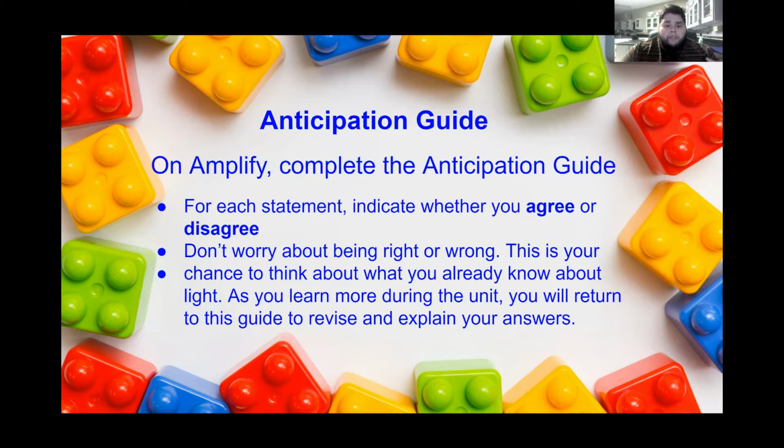So on Amplify, you're going to complete the anticipation guide. For each statement, you're going to indicate whether you agree or disagree. You don't need to worry about being right or wrong or somewhere in between, because this is our chance to think about what we already know about light. And then as we learn more throughout this unit, we'll be able to go back to it and revise and explain these answers. So right now we just are concerned with, do we agree or do we disagree with the statements that are there? Again, this is going to be completed on Amplify. If you need help getting there, please let me know.